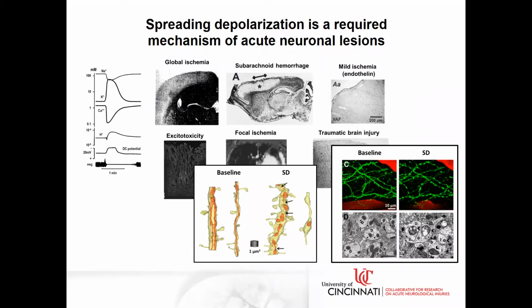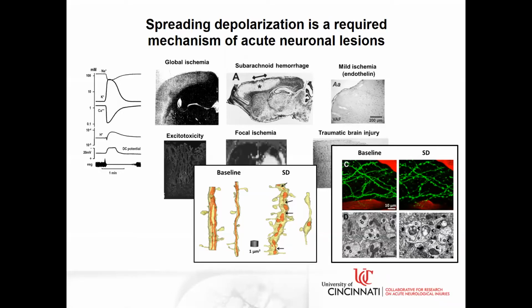So spreading depolarizations are intensely energy depleting. There's a massive release of neurotransmitters. There are profound blood flow changes. There are changes on the cellular and molecular level, as shown here in these electron micrographs of cytotoxic edema, also shown here in the 2-photon imaging. And even on the organelle level, there's fission of and swelling of the mitochondria, as well as the endoplasmic reticulum.